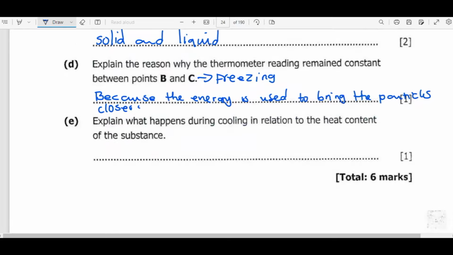Okay, so we go to question E. Explain what happens during cooling in relation to the heat content of the substance. So, as we said, whenever we are cooling, heat is removed. So, just say the heat content of a substance.